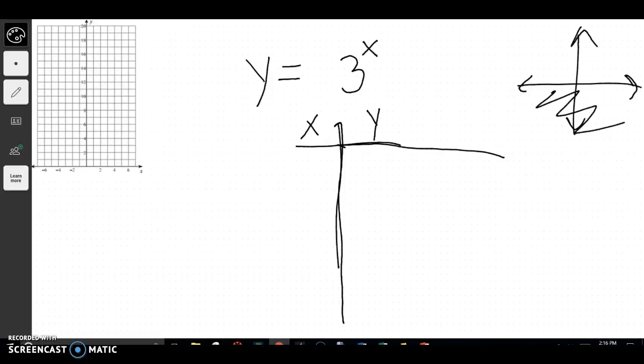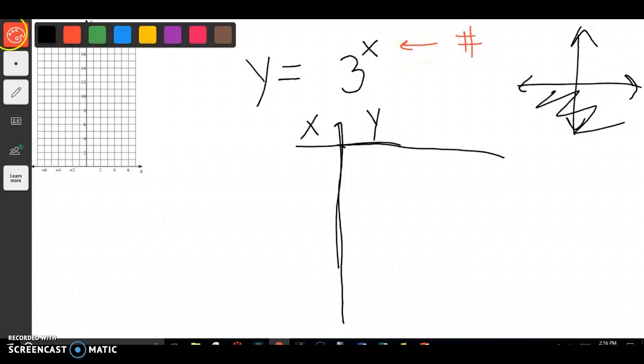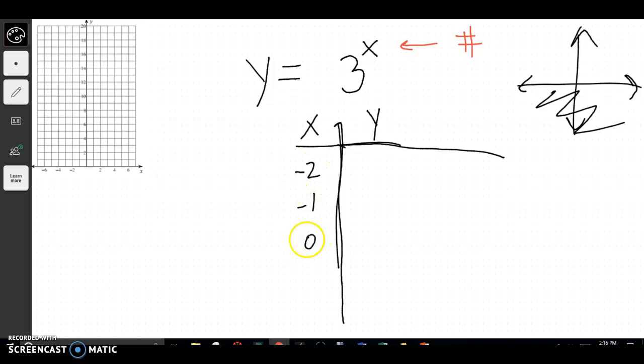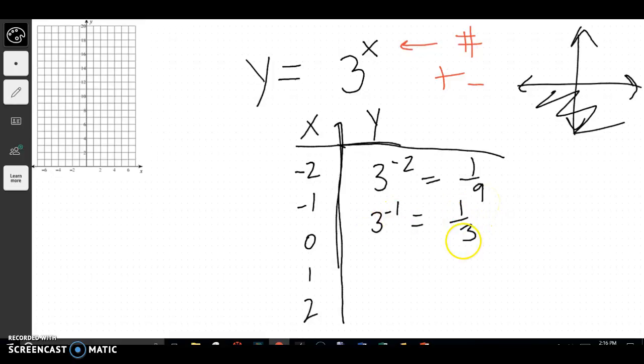Again, we have a function, and anytime we have a function that we need to graph, we want to plug in numbers for x. And again, we can pick any numbers. I like to pick the numbers -2, -1, 0, 1, and 2 because they're easy. And again, you need positive and negative numbers so you don't cover up half the graph. We're just going to plug this in. So 3 to the -2nd would be 1 over 9. 3 to the -1st would be 1 over 3. 3 to the 0 would be 1. 3 to the 1st would be 3, and 3 to the second would be 9.